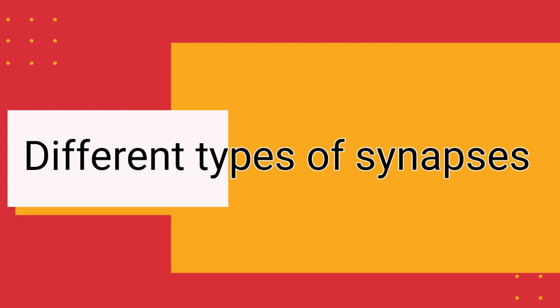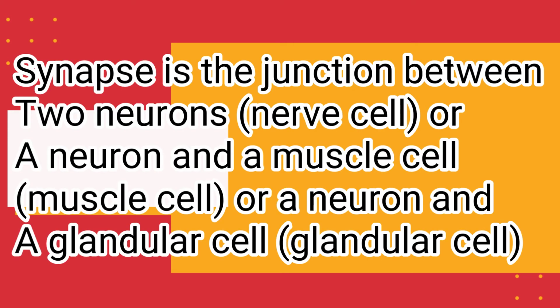So another question is there. What are the different types of synapses? We have already told that synapse means it is the connection or a junction between two neurons, or a neuron and a muscle cell, or a neuron and a glandular cell. So there must be three types of synapses: neuron to neuron nerve cell, neuron to muscle cell, and neuron to glandular cell. So there are three types of synapses.